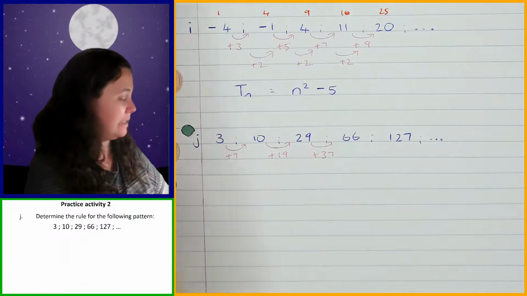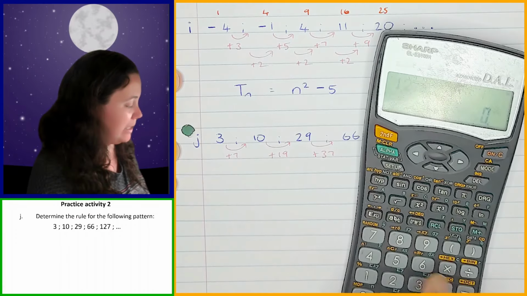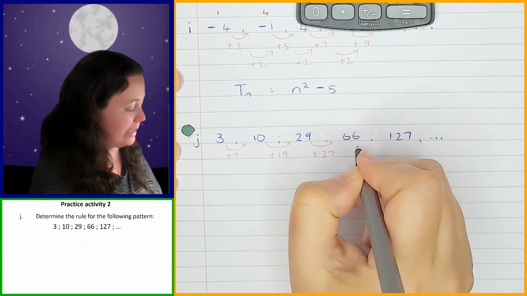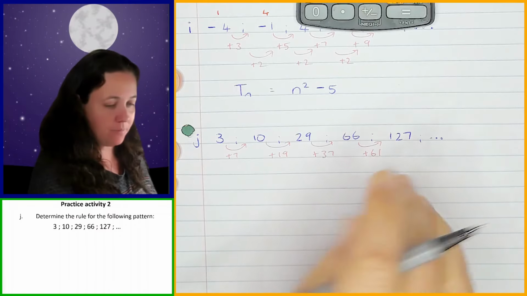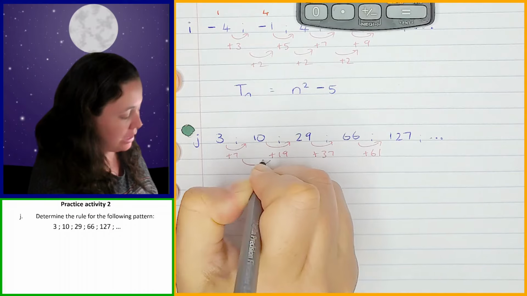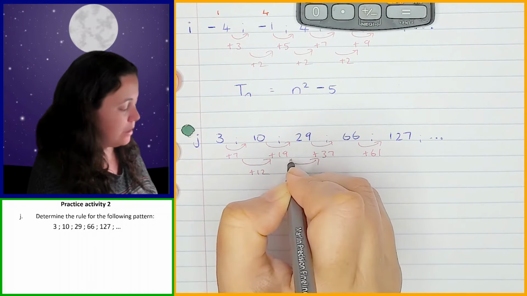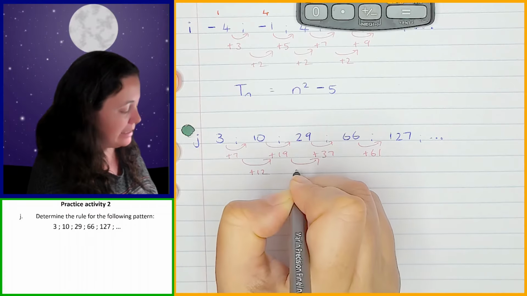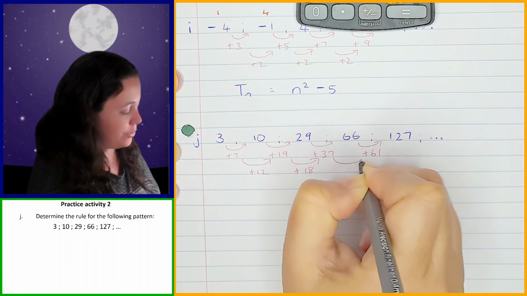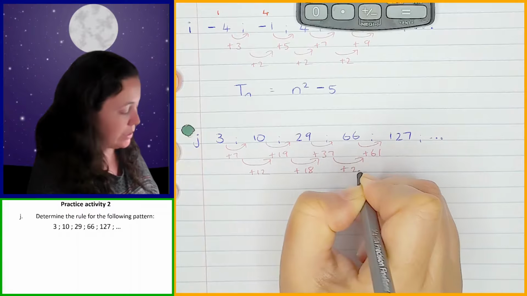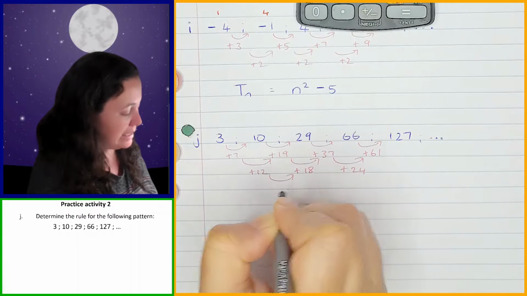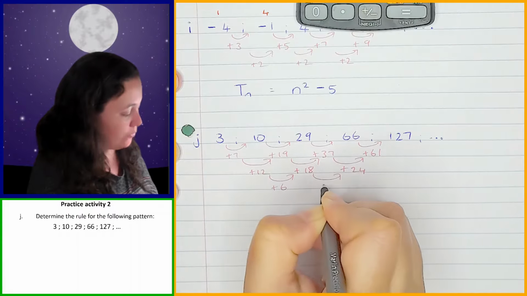And from 66 to 127, 127 minus 66, that is 61. So I'm adding 61 over here. Okay, so then from 7 to 19, I'm adding 12. Then from 19 to 37, I'm adding 18. And from 37 to 61, I'm adding 24. Then from 12 to 18, I'm adding 6. And from 18 to 24, I'm adding 6.